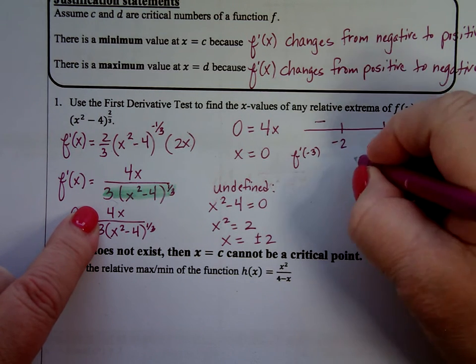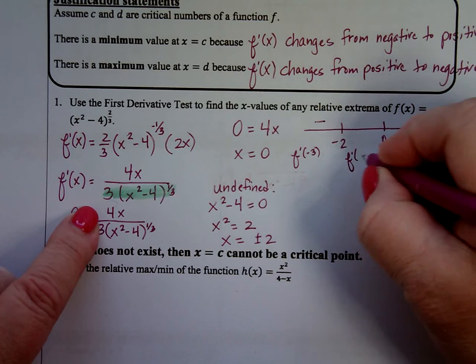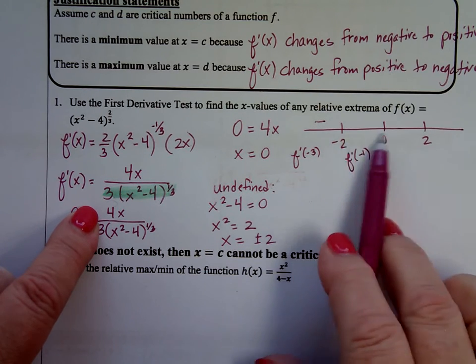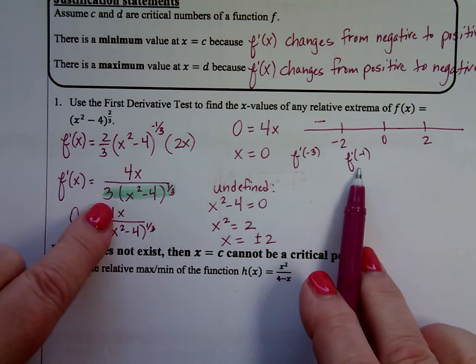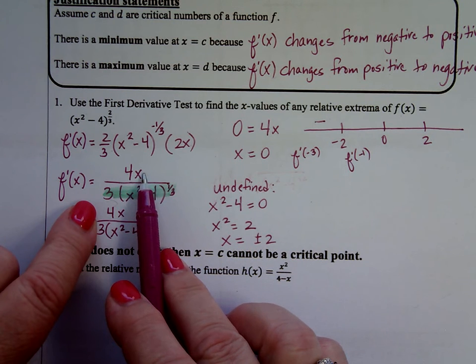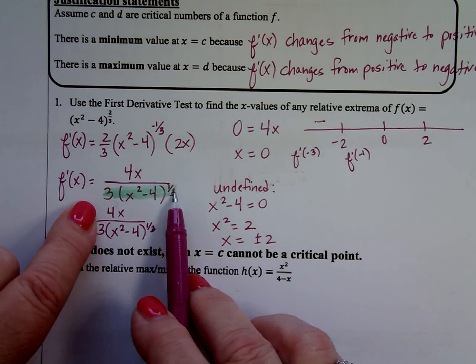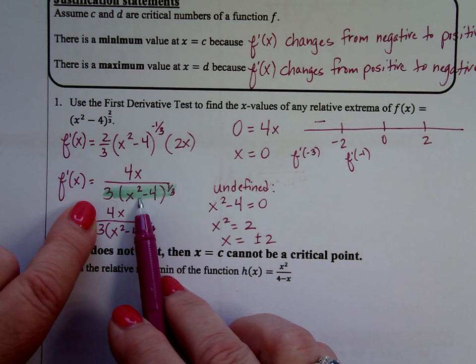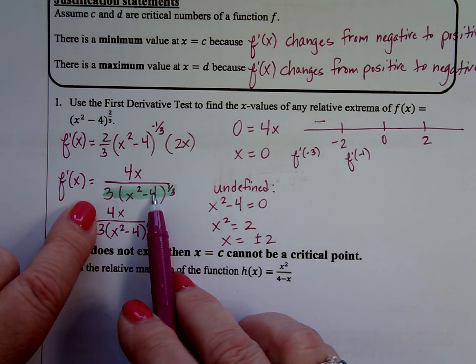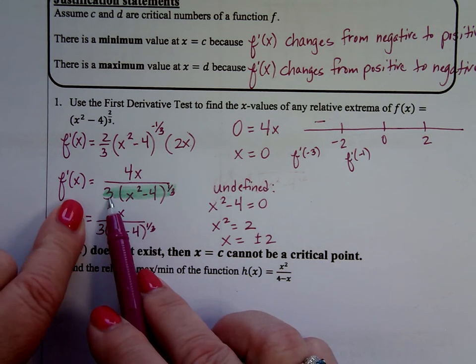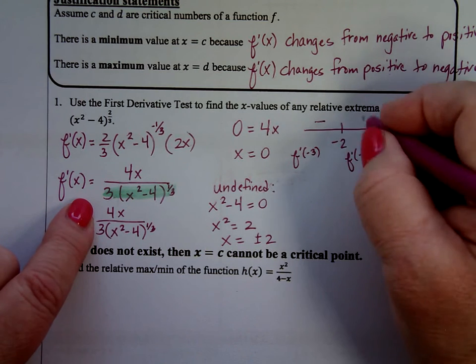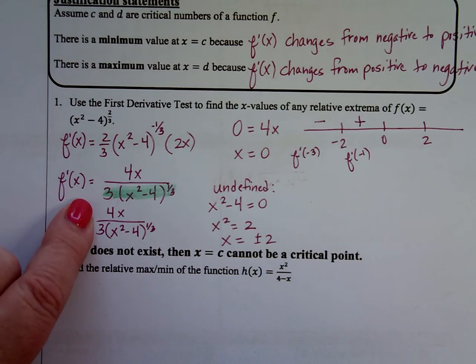If I plug in negative 1 in this next section, I'm going to get a negative, 4 times negative 1. Now it's a cube root, so it's going to be a negative 3 that I'm cube rooting, so it stays negative, and negative times this 3 is still a negative. Negative over a negative makes that positive.